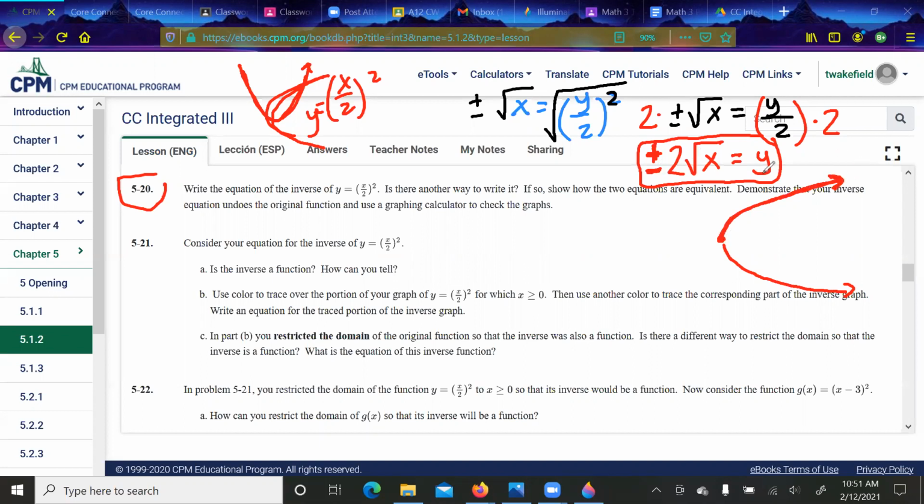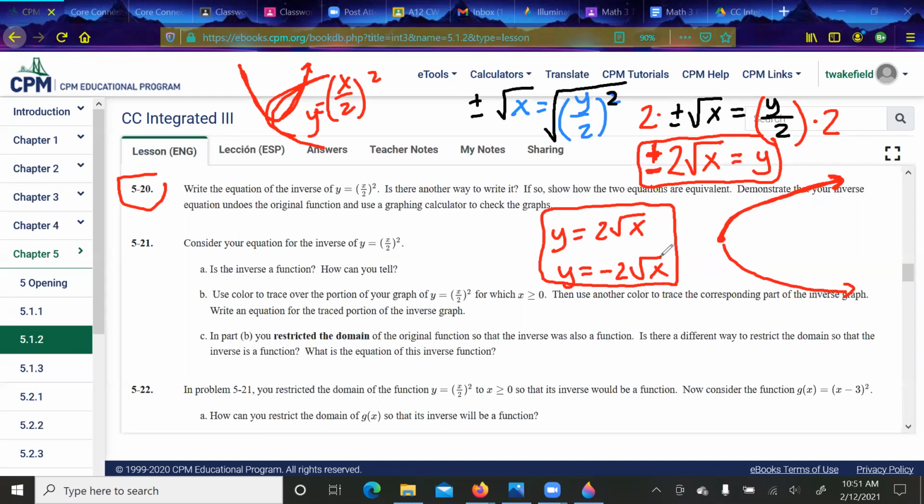When you input this into your graphing calculator, you need to input two separate functions. You need to input 2 root x and a second function of negative 2 root x to get the whole graph. You can't input it all at once. So you have to input both of these into your graphing calculator to get the inverse function. You can't do plus minus like that. All right, so those are the equations of the inverse.